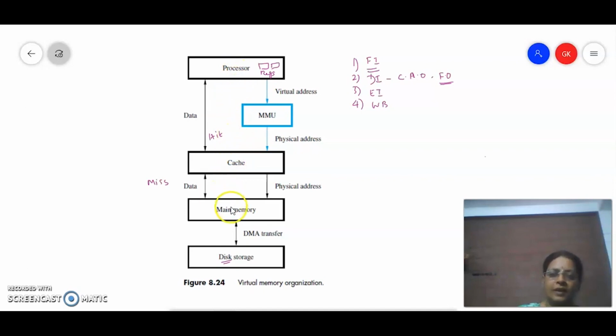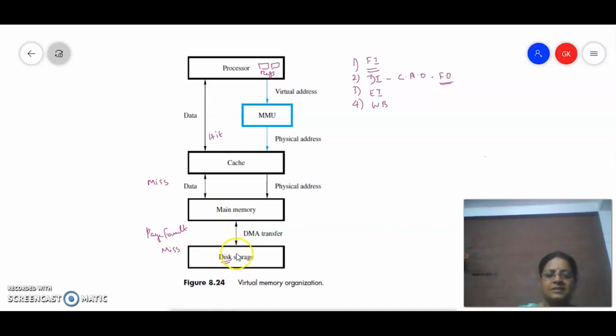Suppose it is not there in the main memory; obviously it has to look to the next level. If the requested item is not in the main memory, this is a miss, and this miss is called a page fault. What I mean by page fault is that the page requested is not available in the main memory. This is also a scenario which depicts a miss. And if it is not in the main memory, it will refer to the disk storage.